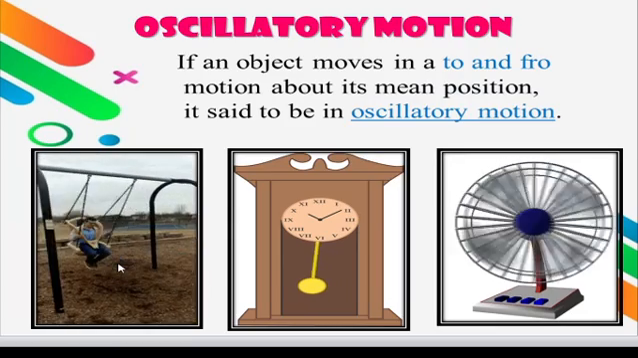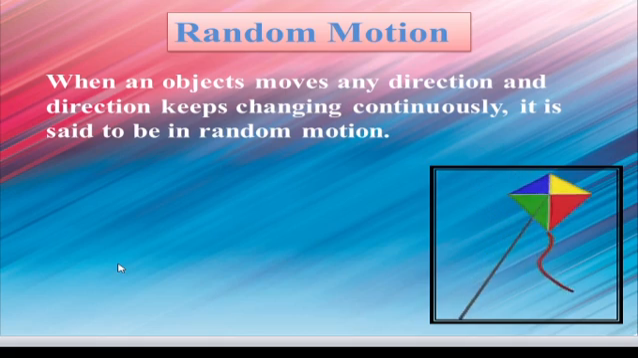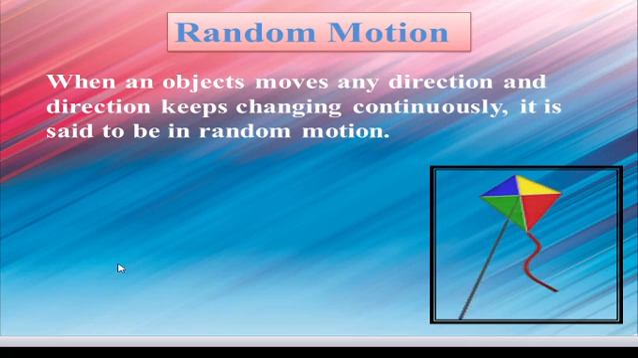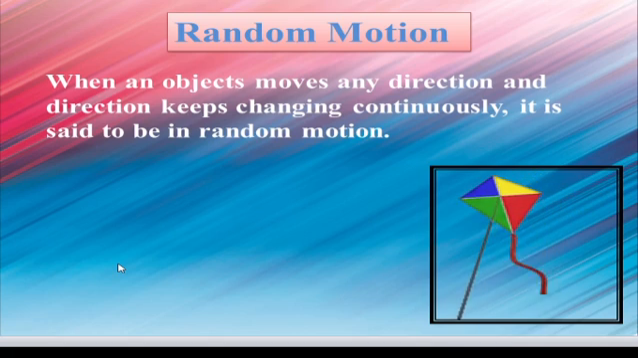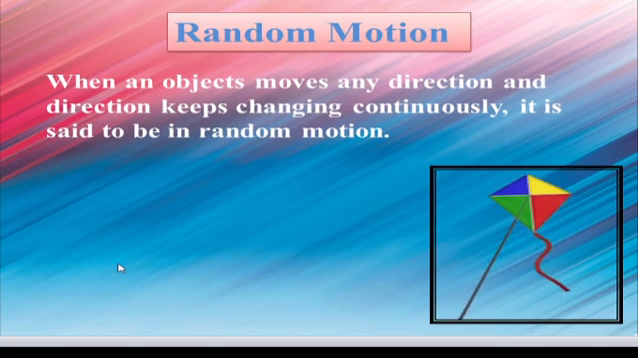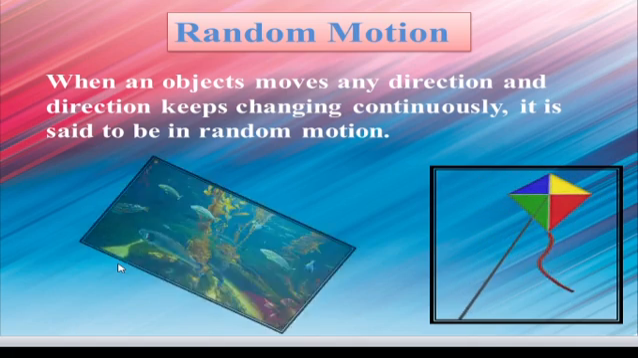Random motion. When an object moves in any direction and the direction keeps changing continuously, it is said to be in random motion. Suppose the example of a kite. Already you know well about the kite. Already you have experience playing with a kite. At that time you will observe your kite moving from one side to another side. So you can feel that. So these are examples of random motion.